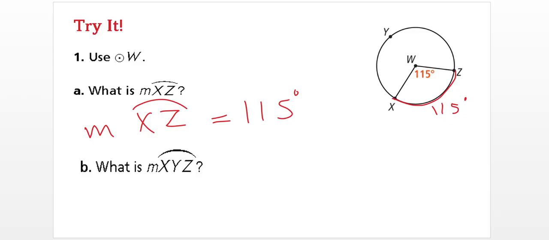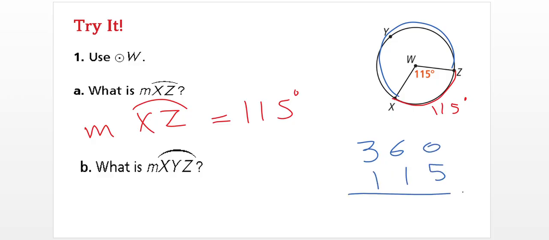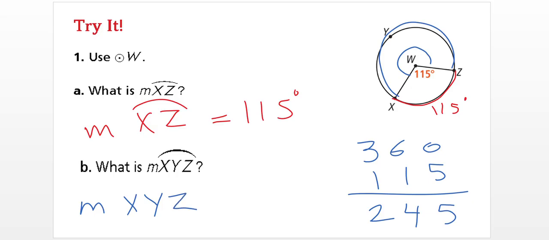Now, what is the measure? I'll solve the second part with the blue color, XYZ. Now, they are talking about this one because the total angle in a circle is 360. So from 360, subtract this 115 to know the remaining part of this angle. Okay, so 10 minus 5 will be 5, 5 minus 1 will be 4, and 3 minus 1 will be 2. So the measure of arc XYZ will be 245 degrees. Is that clear?